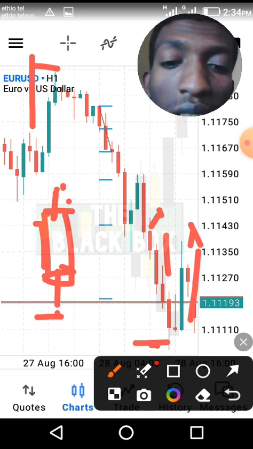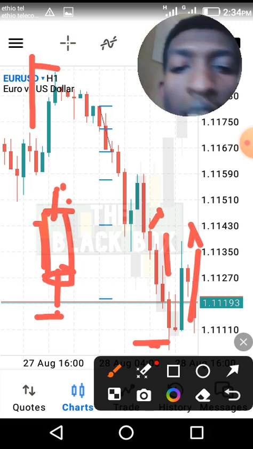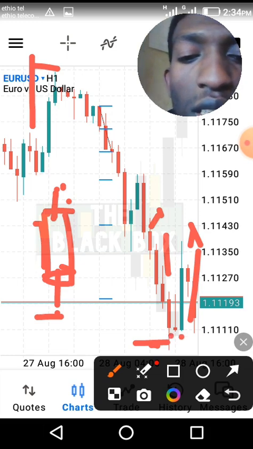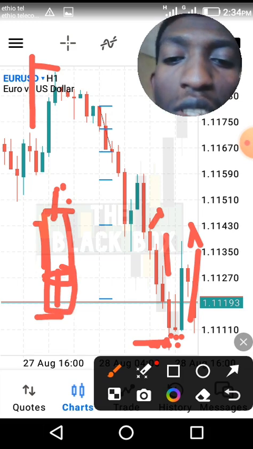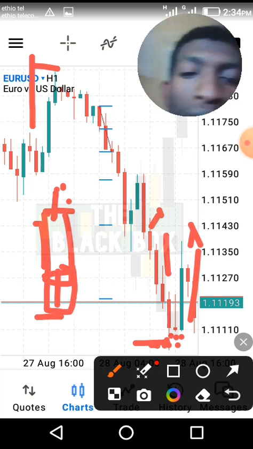If it didn't trade up, and if it was a full-bodied candle and it closed down there, then the candle would be just like this one, full-bodied candle.